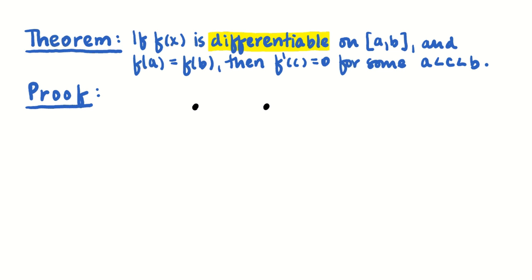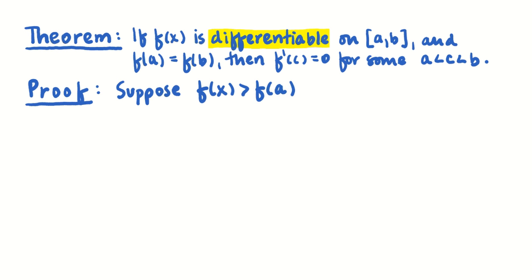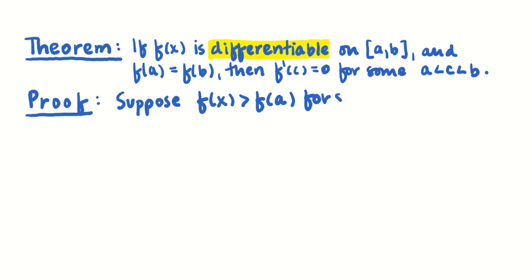Now suppose there's some activity. It's not just constant. Then it's either going to have to go up or it's going to have to go down. I'm going to assume that it goes up, so that'll be my second case. Suppose f of x is greater than our starting value f of a for some x between a and b.